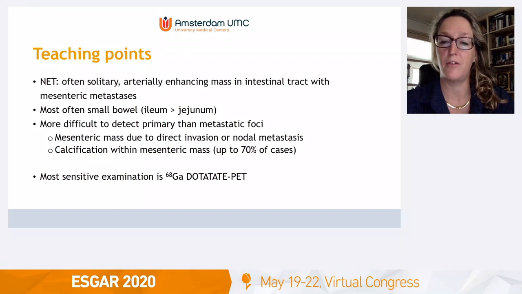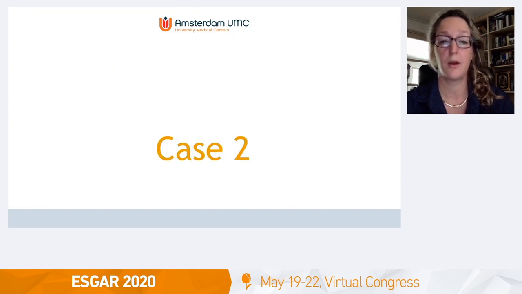And in a very large amount of cases, up to 70%, you can see calcifications within the mesenteric mass. This was not the case in our patient. And again, as I already stated, the most sensitive examination is DOTATATE PET, gallium DOTATATE PET. With that, I would like to move on to the second case.